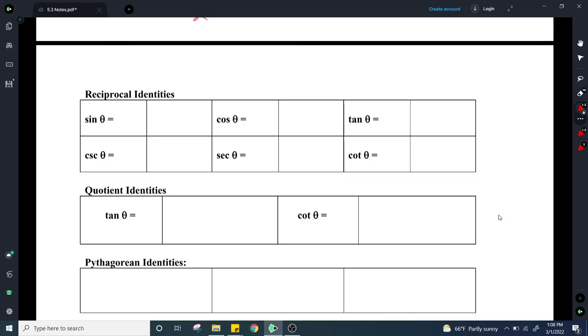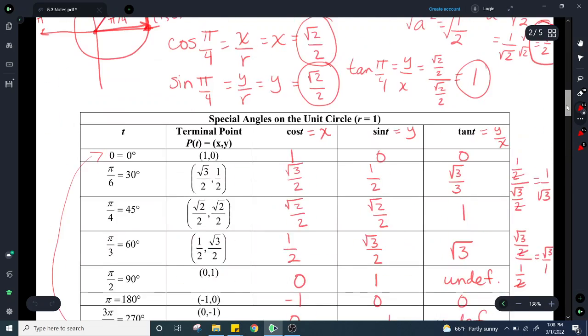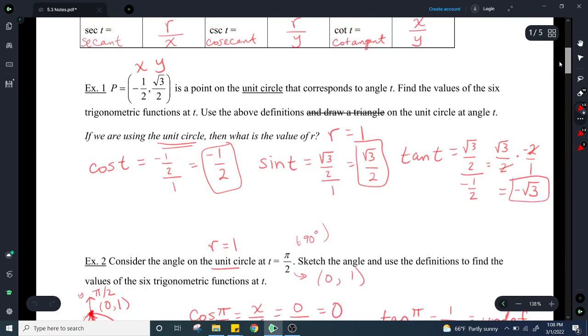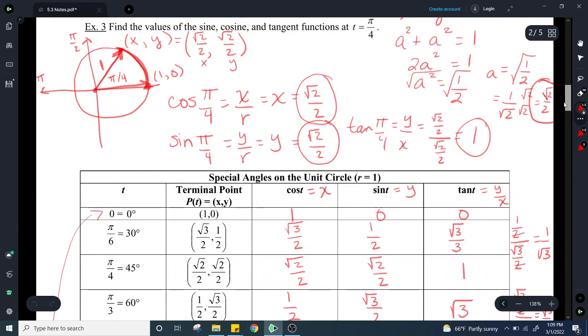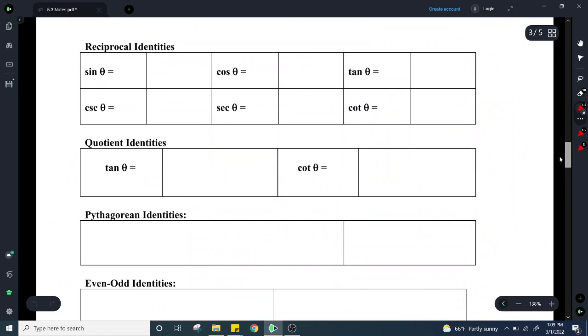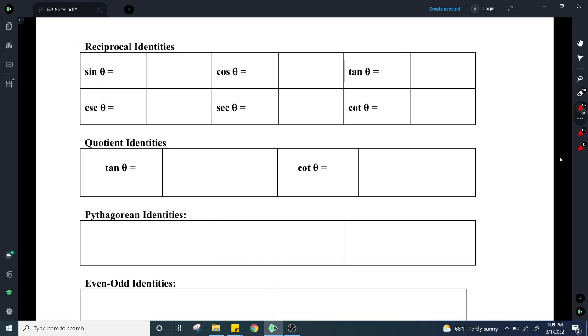And basically what an identity is, it's an equation where it gives you two different things that are equivalent. So we're looking at the 6 trig functions that we talked about earlier. So earlier in the notes, we talked about the 6 trig ratios, the sine, cosine, tangent, and then the reciprocal functions, secant, cosecant, and cotangent. And so what these identities do is they give us a way to relate all of these different trig ratios in different contexts. So let's start with the reciprocal identities.